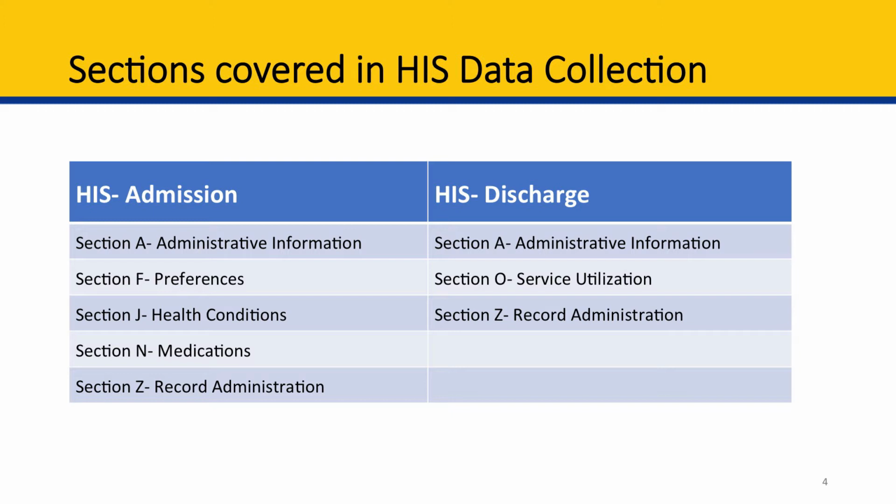Some of the items that are collected in the admission from section A are not collected again in the HIS discharge. The items in section O are only collected for discharges that end in death, and the items in section F, J, and N are only collected for the HIS admission.